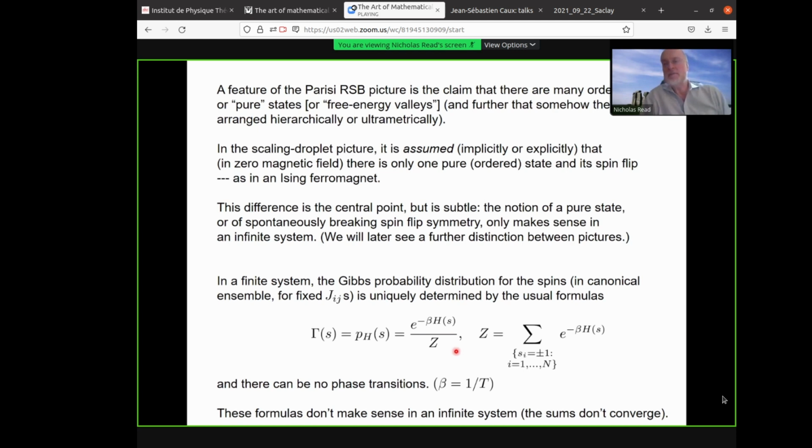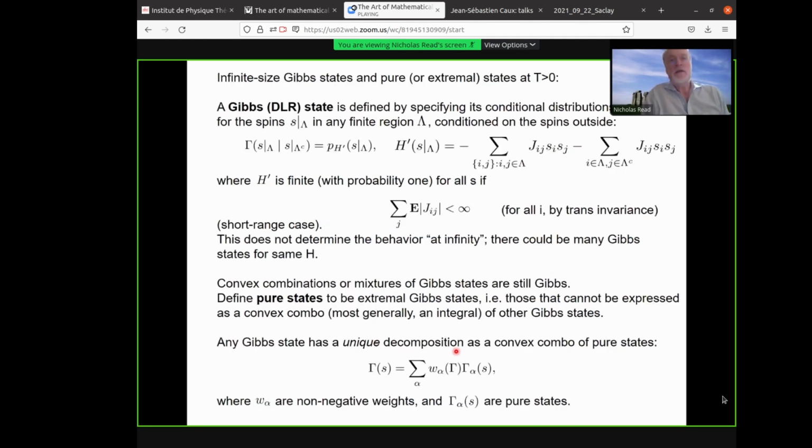So these are the well-known formulas, but they don't really make much sense in an infinite system because the Hamiltonian then becomes an infinite sum and it just doesn't converge. So it doesn't make sense there. So now we can come to the definitions that make sense for infinite size. These are called DLR states or Gibbs states. DLR stands for Dobrushin, Lanford, and Ruelle.